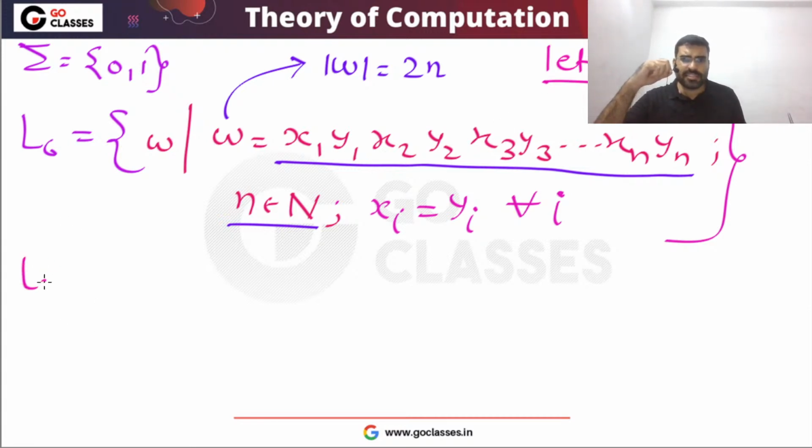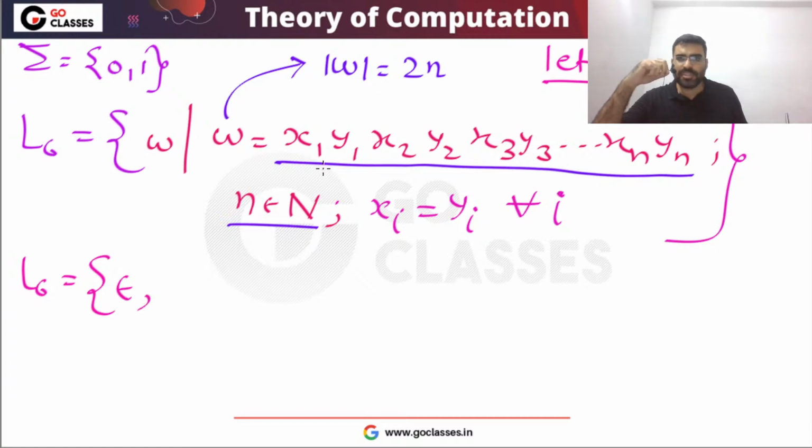So tell me, in this L6, do we have the empty string? Because if I put n equal to 0, and 0 is a natural number, as I am assuming, then n can be 0. Then the length of w will be 0, and length of w being 0 means the empty string.